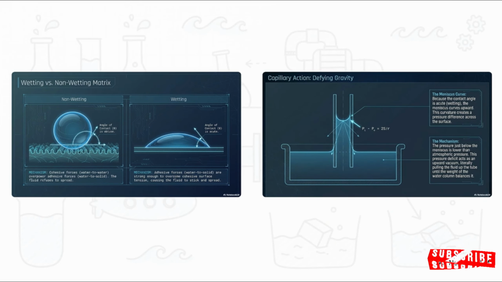Now, depending on whether adhesive or cohesive forces win the tug-of-war, fluids interact really differently with solid boundaries. If water-to-water cohesive forces are stronger, the fluid refuses to spread out. It forms a little bead, which we call non-wetting. But if the water-to-solid adhesive forces are stronger, the fluid sticks and spreads out, wetting the surface.